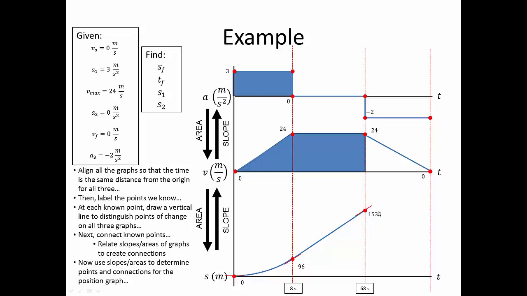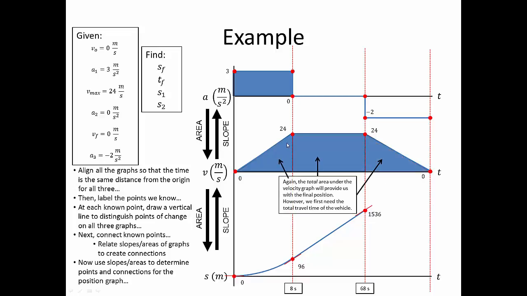Finally, we need to calculate this last portion of the position. The total area, again, all 3 pieces of the velocity curve need to be calculated in order to get our final position. However, in order to do that, we need to know the length of the bottom of this triangle, which requires that we know the total amount of time that the car travels from beginning to end.